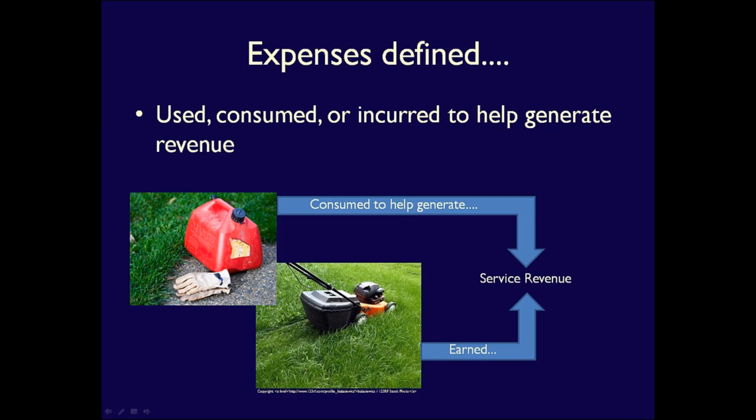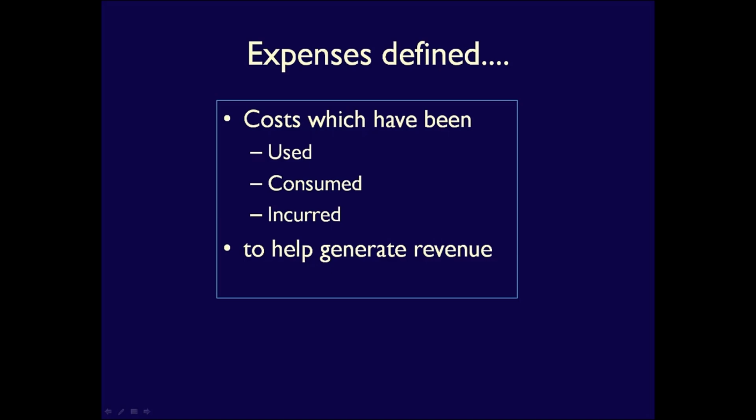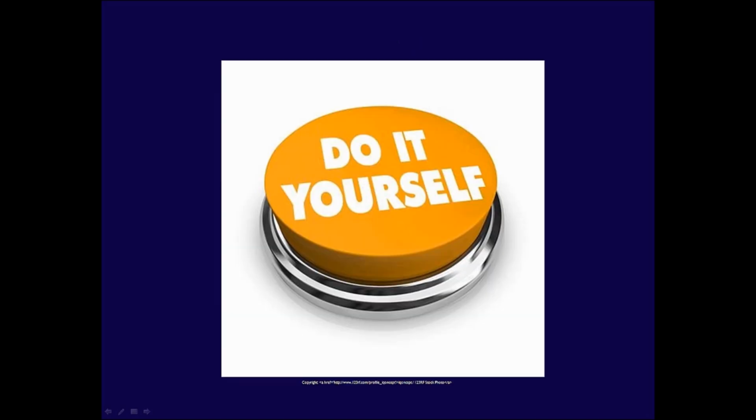Note that the concept of used, consumed, or incurred is important, but so is the fact that these things must have happened to help earn revenue. Costs or expenses must be matched to the revenue they help to generate. Expenses. Costs of what is used, consumed, or incurred to help generate revenue. So, what expenses do you use, consume, or incur to generate the income from your job? Likely it includes transportation to and from work, because that would be the cost of generating your income.